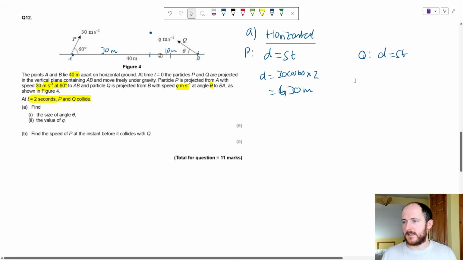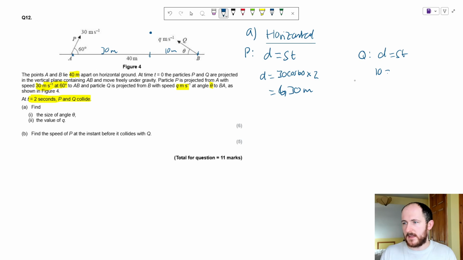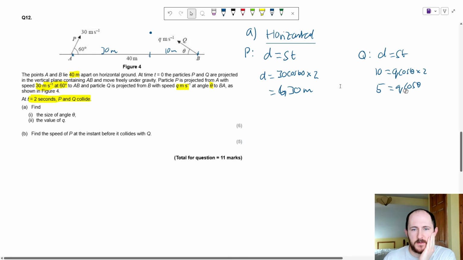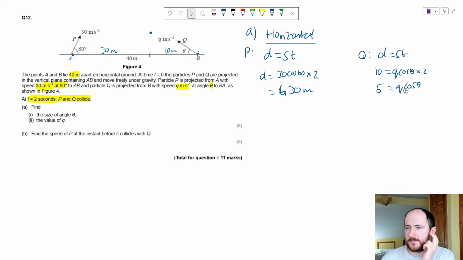So we can actually say that the distance here is 10. The speed is Q cos theta, and the time is 2. So we know Q cos theta is equal to 5. There you go. We know some information now. How wonderful. And what should we do next? It probably makes sense to also do the vertical components as well, and that way we can get some other information. So vertically, let's have a look.